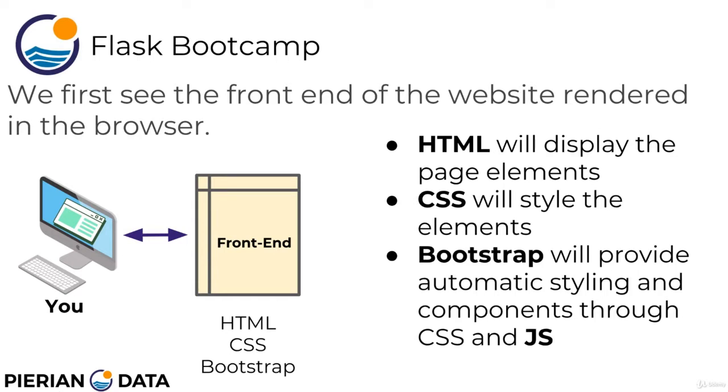Now there's a few fundamental front-end technologies, and those are HTML, which is actually going to display the page elements. So for example, that could be something like the actual text on the website. Then CSS will style the elements, so maybe change the font of that text or color the text. Then the site may also use Bootstrap, which is going to provide automatic styling and components through the use of CSS and some JavaScript and jQuery calls. So again, HTML, that's actually displaying those page elements, CSS for styling, and then Bootstrap to provide some automatic styling.